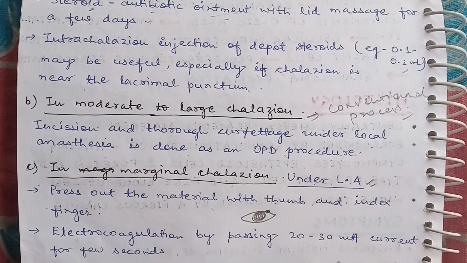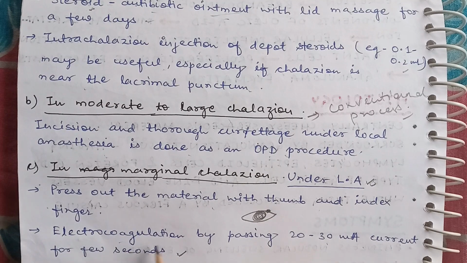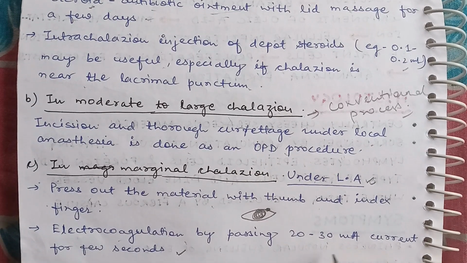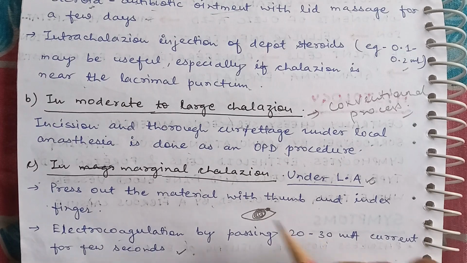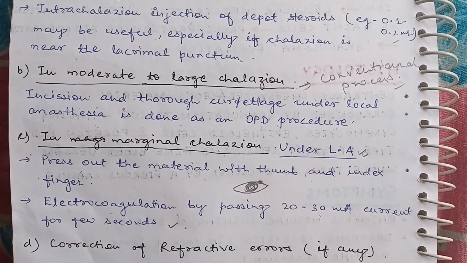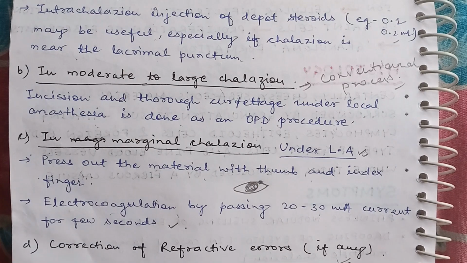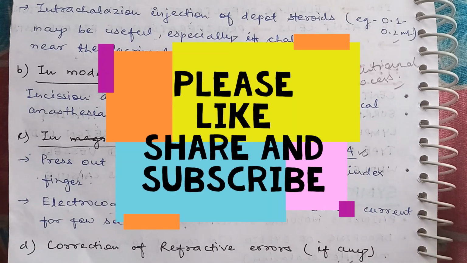Electrocoagulation by passing 20 to 30 milliampere current for a few seconds is also used to treat marginal chalazion. And last is correction of refractive error, if any. If the patient has any refractive error like myopia, hypermetropia or astigmatism, then we advise the patient to correct it first.